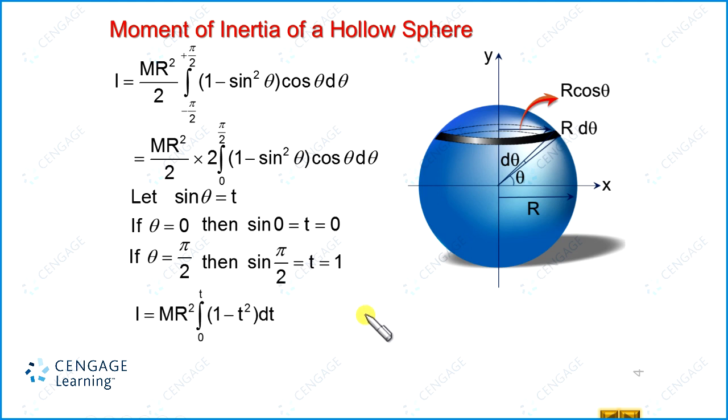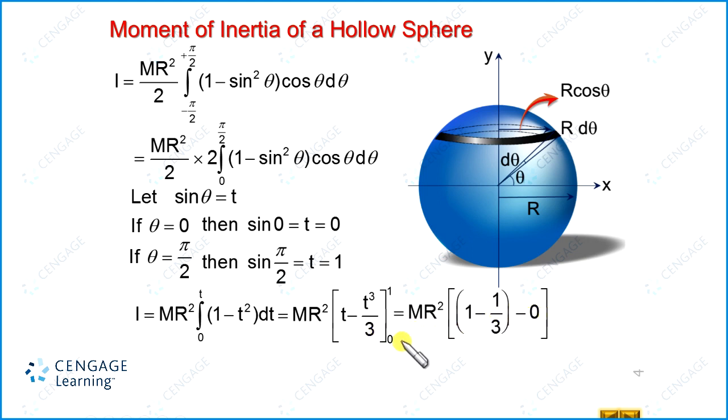Okay. So finally we can substitute in this relation, and this is now a simple integral, and the integration of this equal to t minus t cube divided by 3 with limit 0 to 1. It is not t, it is 0 to 1. So after substituting the limit, 1 minus 1 by 3, right, minus 0, and this is the final expression, I equal to 2 by 3 MR square. This is the moment of inertia of the hollow sphere about any diametrical axis.